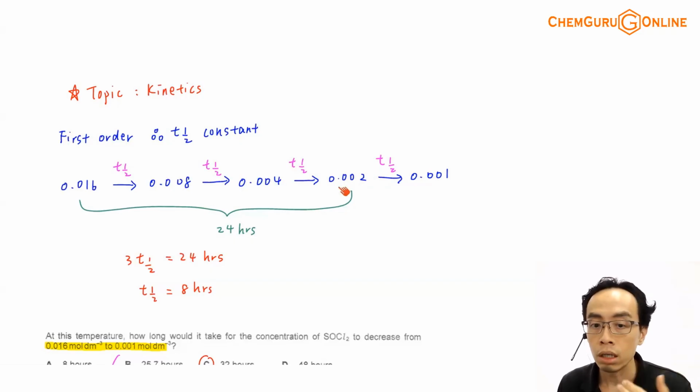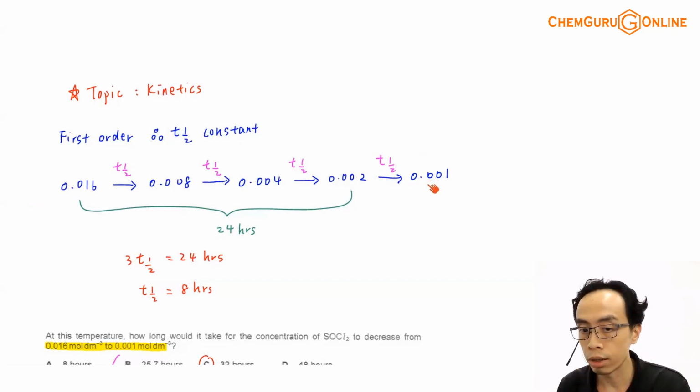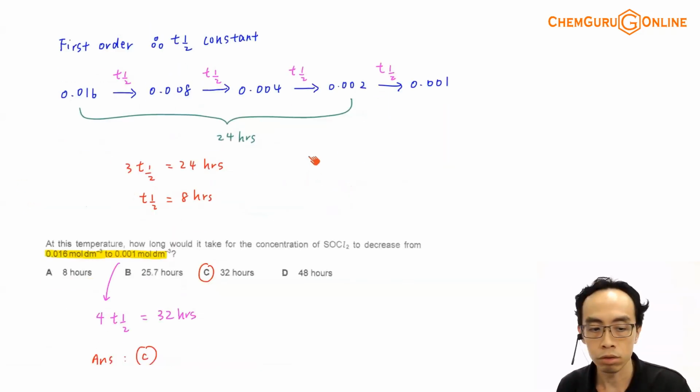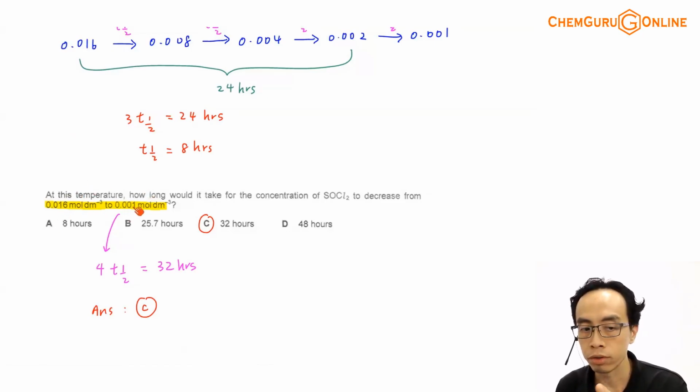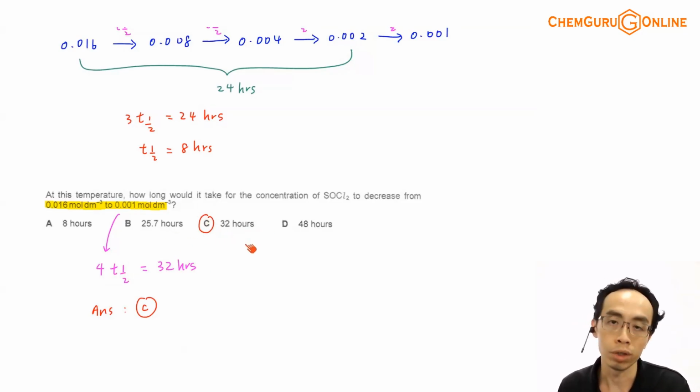Now, if I want to decrease this from 0.016 all the way to 0.001, it will just be 4 half-lives. So very, very simple. Once I've determined my half-life, which is 8 hours, the time taken for me to decrease the concentration from 0.016 to 0.001 will just be 4 half-lives. So 4 times 8, that's 32. The answer to this question will be C, 32 hours.